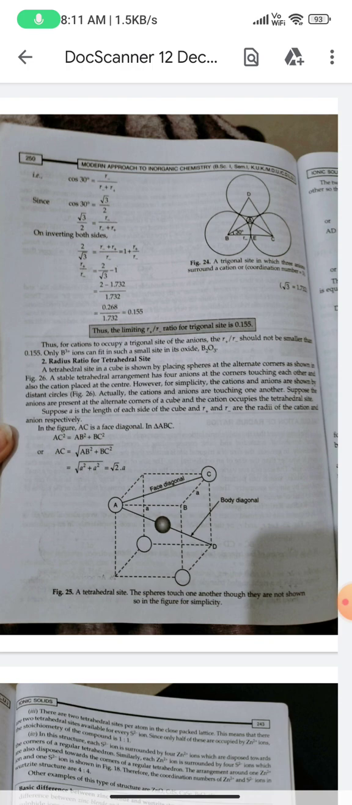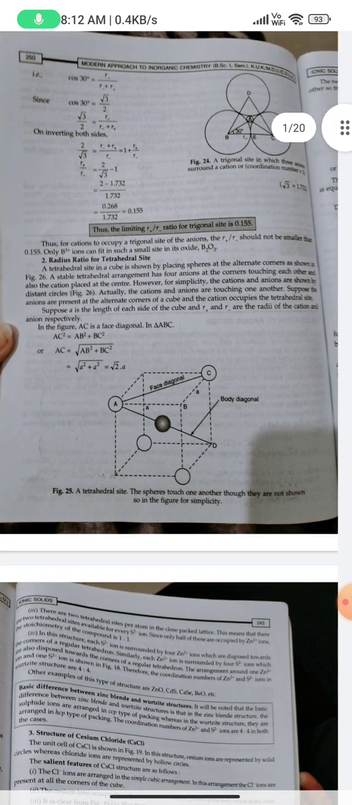Suppose a is the length of each side of the cube. r positive and r negative are the radii of the cation and anion respectively. In the figure, AC is the face diagonal in triangle ABC. AC squared is equal to AB squared plus BC squared. AC is equal to the root of a squared plus a squared, which is root 2 a.